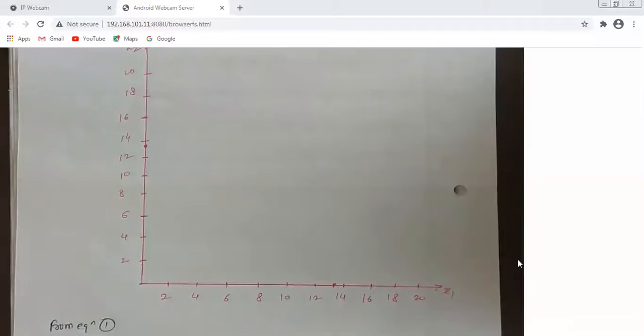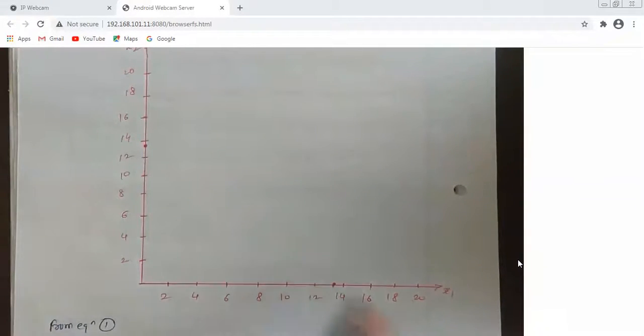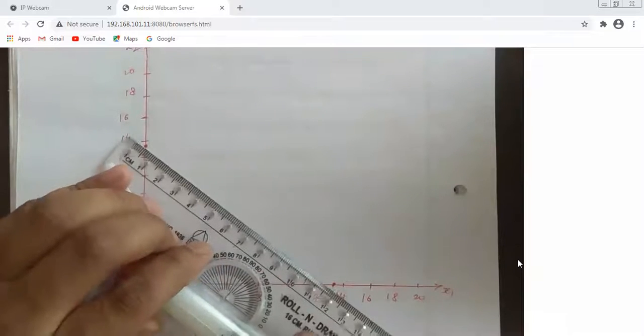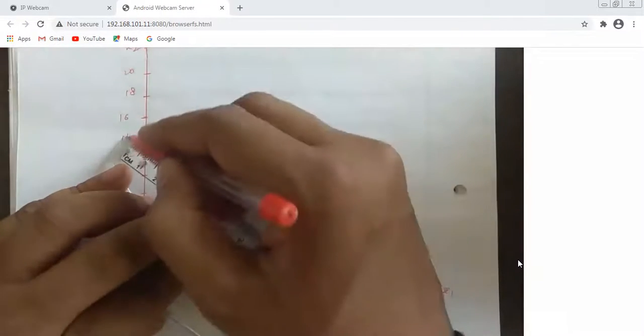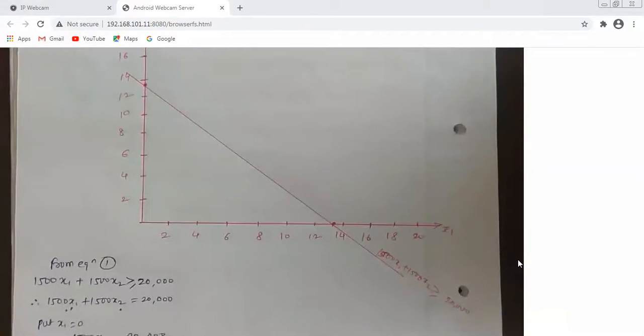Now we have to draw one line which passes through these 2 points. So I will draw one line. I have drawn one line, and I will give the equation of line that is 1500 x1 plus 1500 x2 are greater than or equal to 20,000. In order to avoid the confusion, we have to write down the equation of that particular line.